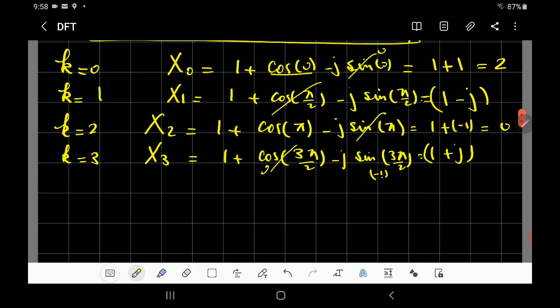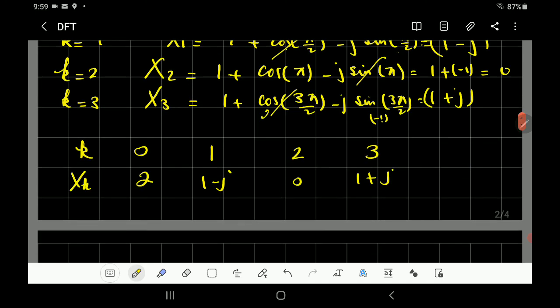So these are the values that you have. Just make it in a table. That's k and that's x of k. When k is equal to 0, the value is equal to 2. When k is equal to 1, it's equal to 1 minus j. When k is equal to 2, it's equal to 0. And when k is 3, it's equal to 1 plus j. So you have the value of the signal expressed in the frequency domain.